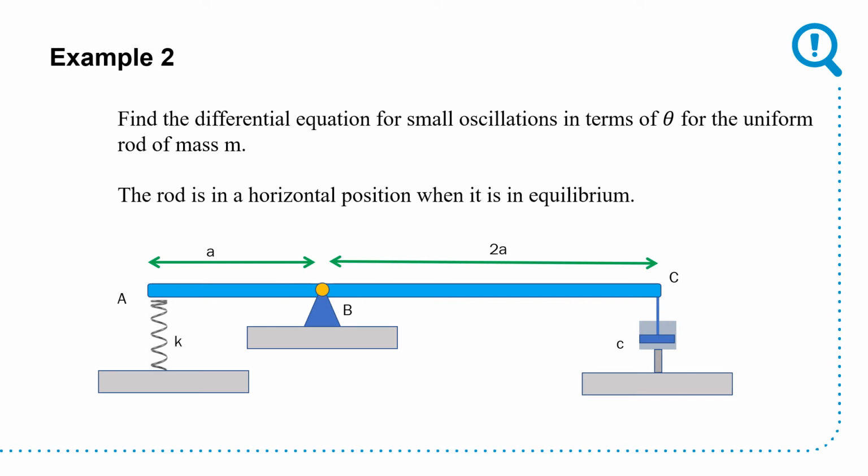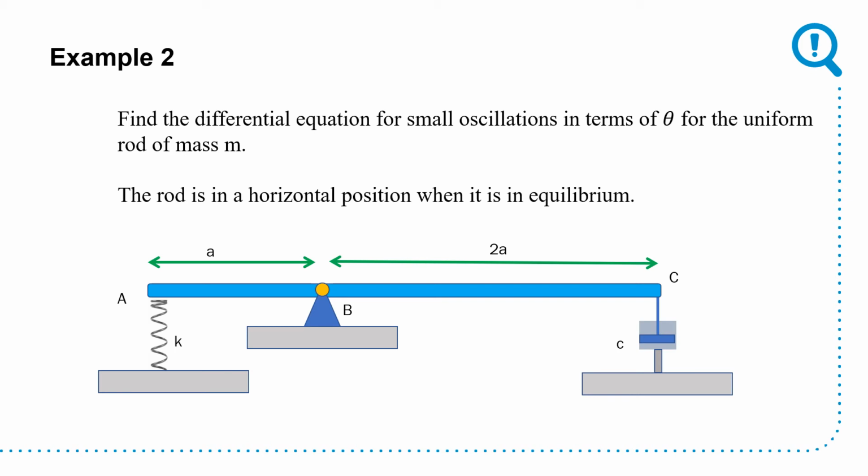Second example. This is a rigid body problem, so a little bit different. I have on the left-hand side a spring, on the right-hand side a damper, and at about the 2/3 mark from C to B and 1/3 from A to B, I have a pin where the entire slender rod is oscillating. The rod is in a horizontal position when it's in equilibrium, and the distances are given as A and 2A for the two things.